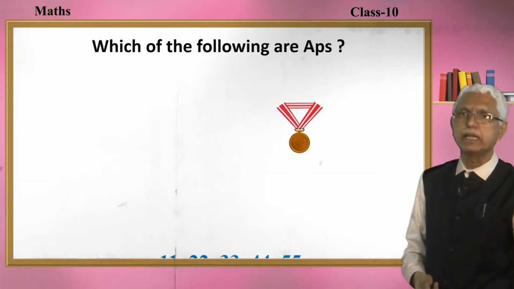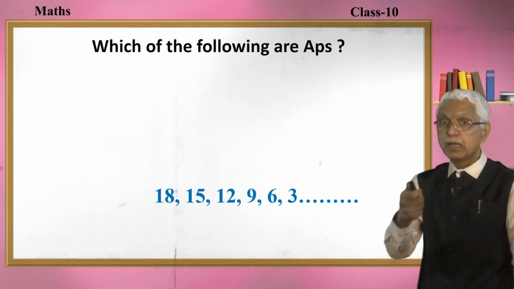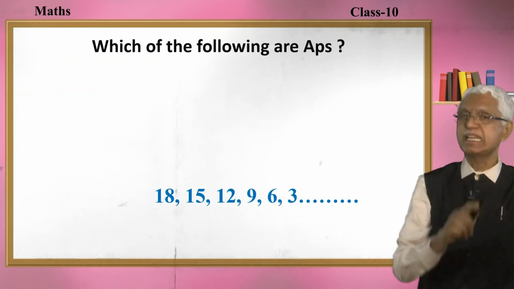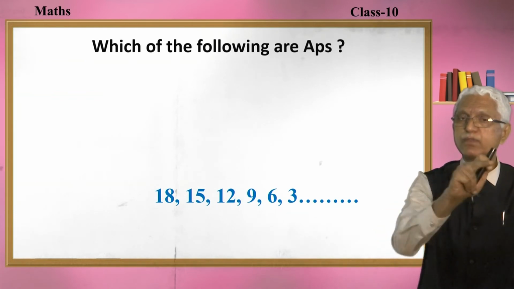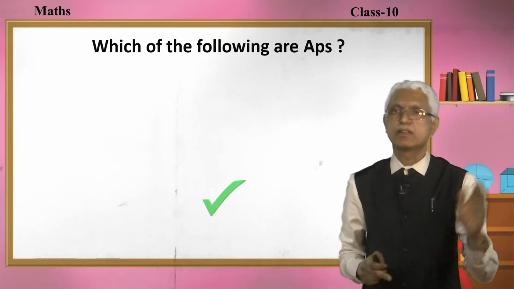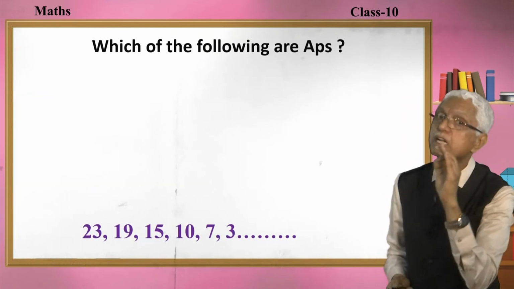Obviously, you have to say it is an AP. Now, which of the following are APs? This is one more example. Be very careful. 15 minus 18 is what? Minus 3. 12 minus 15 is what? Minus 3. 9 minus 12 is what? Minus 3. So, you identified the common difference and therefore, it is an arithmetic progression.